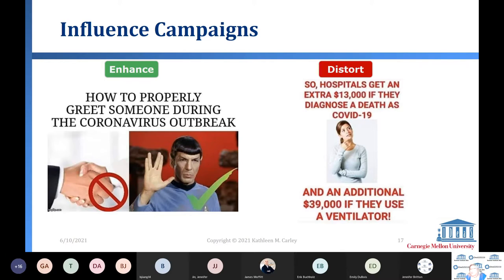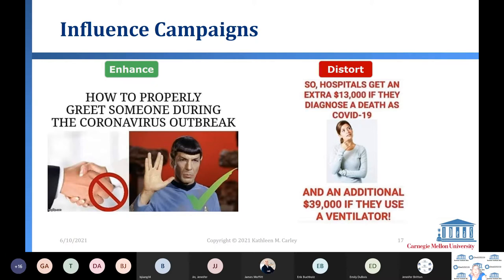As a distort campaign, the one on the right again appeared on multiple different social media platforms, and was basically calling into question what hospitals were doing. Now, those numbers could be 100% true, right? But they're saying that they only get it if they diagnose a death as COVID-19, implying that hospitals wanted to diagnose things as COVID-19, even if they weren't, because they got this extra money. Again, not true. It was a distortion of the facts where the logic actually went the other way. Again, very typical ones.